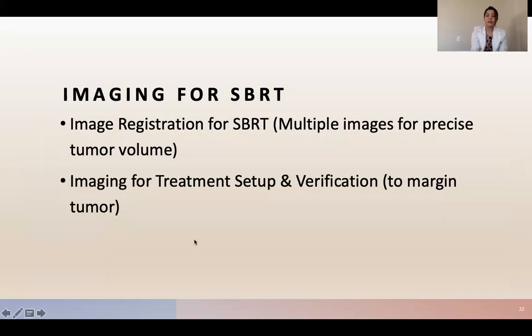Image registration for SBRT is also done during the treatment. For this, multiple images are taken for precise tumor volume. For this technique, they don't even just take one image, they take multiple images and compare them together to make sure that the best volume of the tumor has been measured. Also, imaging for treatment setup and verification is done to accurately margin the tumor.